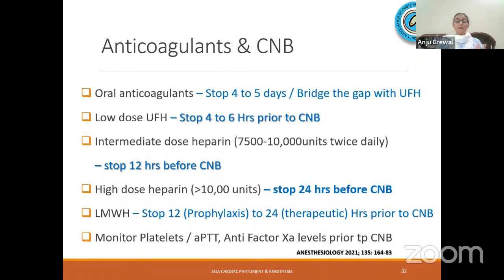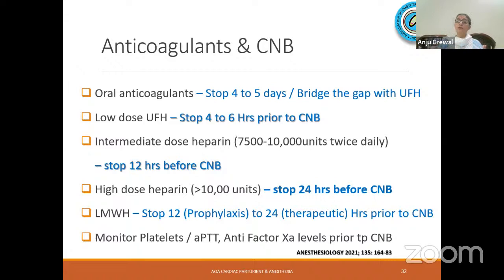By and large, we have to remember that oral anticoagulants can be stopped for 4 to 5 days, and we need to bridge the gap with unfractionated heparin. If you're using a low-dose unfractionated heparin, then you can stop it 4 to 6 hours prior to instituting a central neuraxial block. If the mother is on intermediate dose heparin, meaning 7,500 to 10,000 units twice daily, then you need to stop it 12 to 24 hours before CNB. High dose heparin is more than 10,000 units. So you need to time the stoppage of the anticoagulant and the institution of your central neuraxial block accordingly.